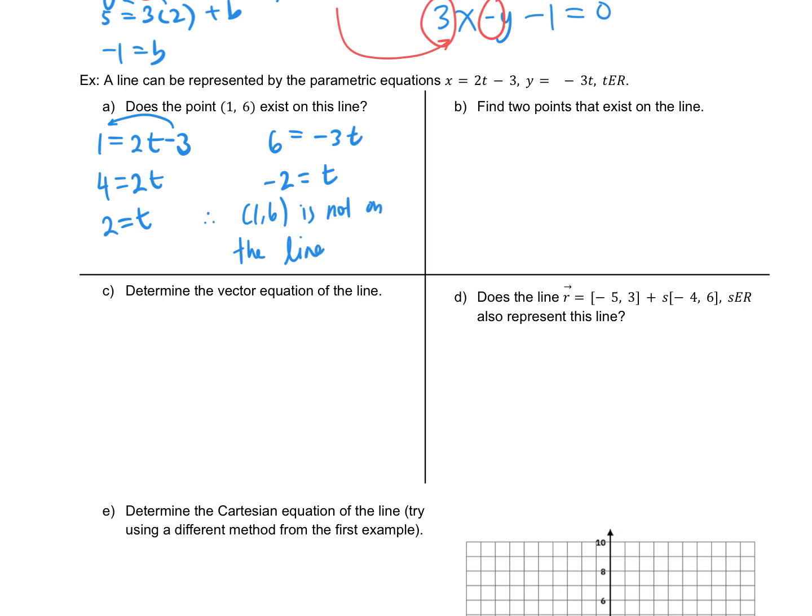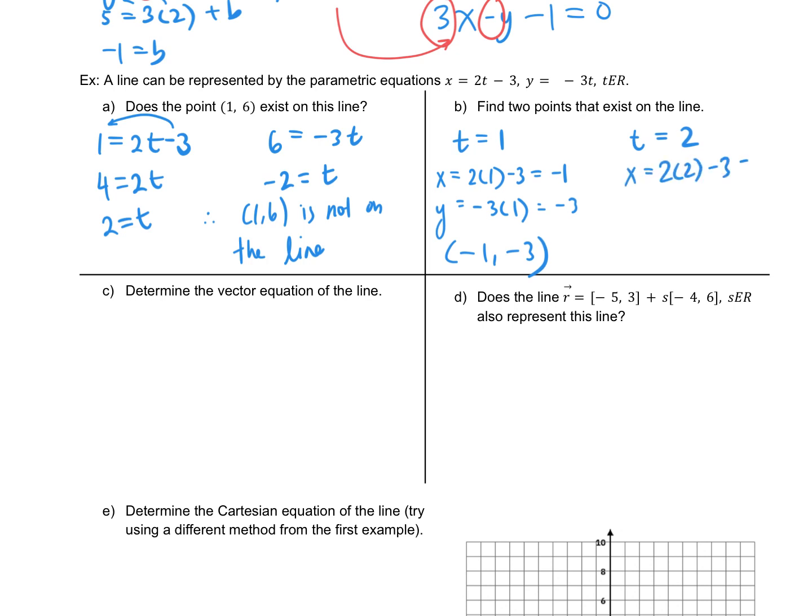Find 2 points that do exist on the line. Well, pick whatever parameter you want. So let's say t equals 1, t equals 2. Well, if t equals 1, x is going to be 2 times 1 minus 3, which is -1, and y will be -3 times 1, which is -3. Okay, there's one coordinate. The other, 2 times 2 minus 3 is 1, and -3 times 2 is -6. There's another coordinate.